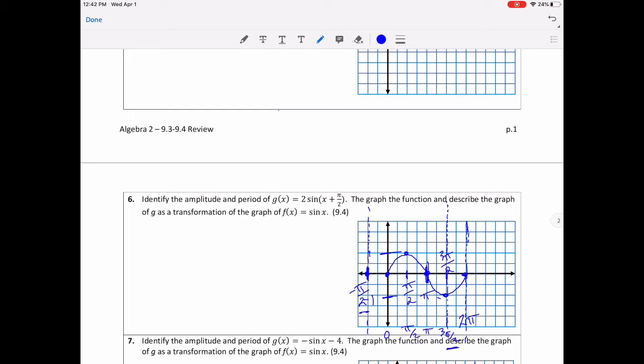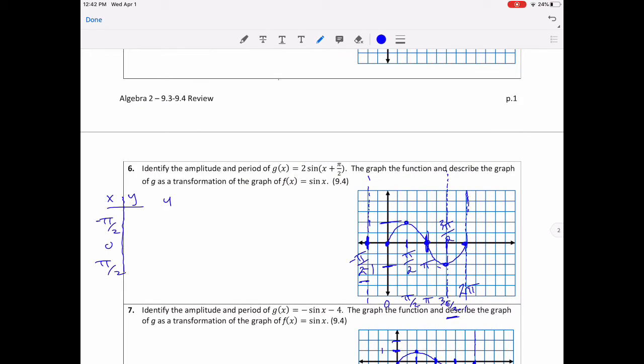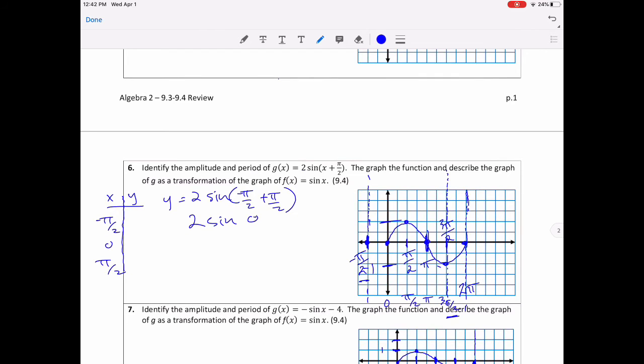And of course, now this is where we want to make a table. Negative pi halves, 0, pi halves. So y equals 2 sine, negative pi halves goes in for x plus pi halves. Negative pi halves plus pi halves is 0. Well, what's the sine of 0? Well, 0, in other words, my starting point on the unit circle, that's going to be 0 for sine. So that's my y value at that location, 0, times 2 is 0.